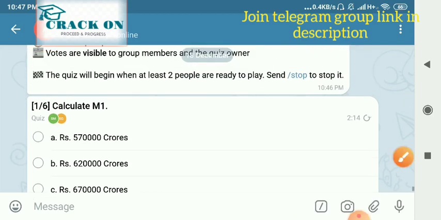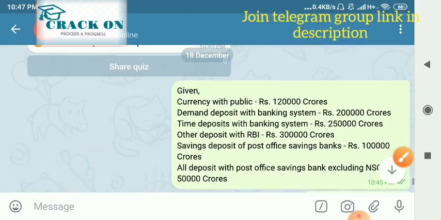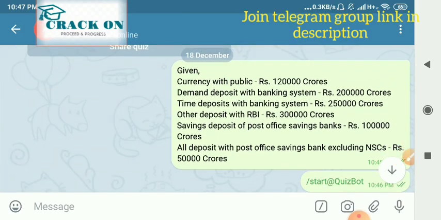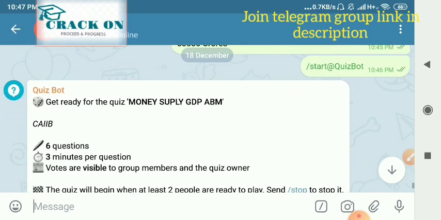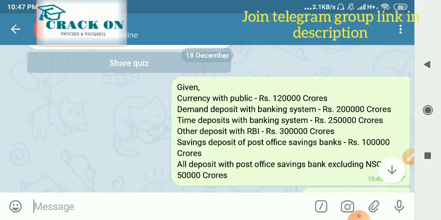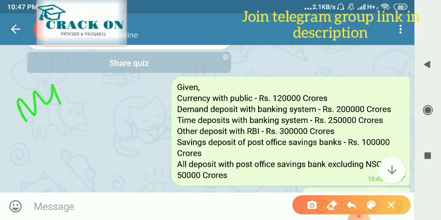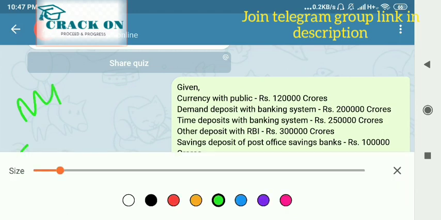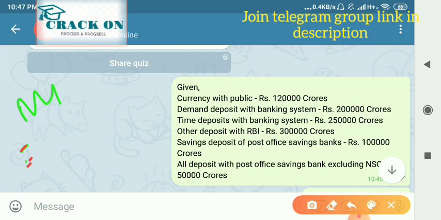Let me show you the data again. These are the data given, and from this you need to calculate. Here we have currency with the public, demand deposits with the banking system, time deposits with the banking system, other deposits, saving deposits, like that. So what is M1? How to calculate M1?